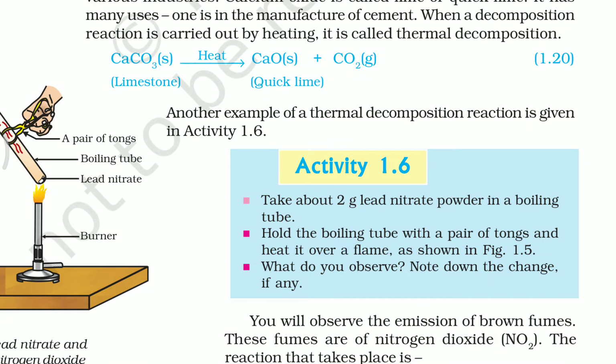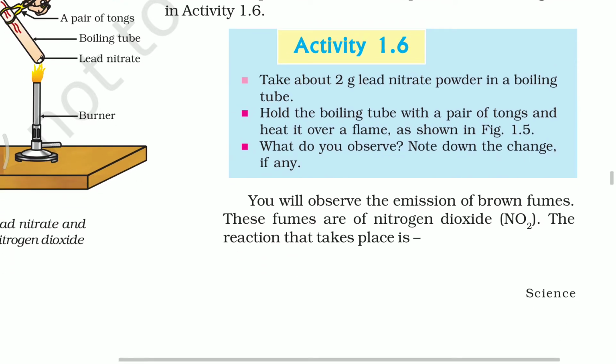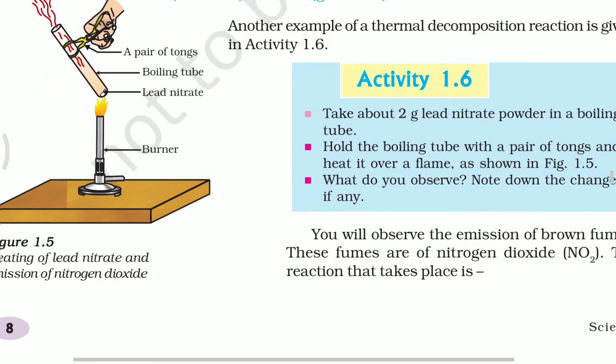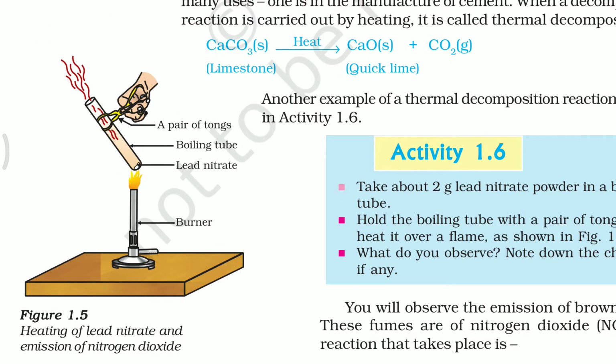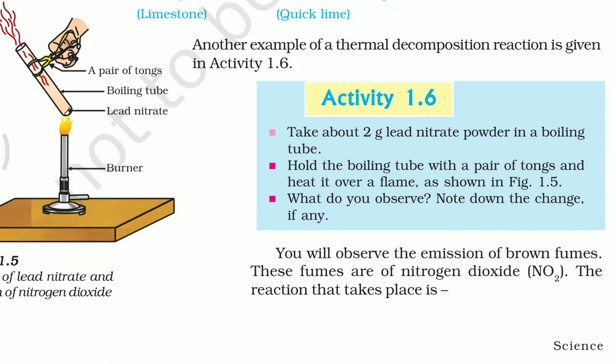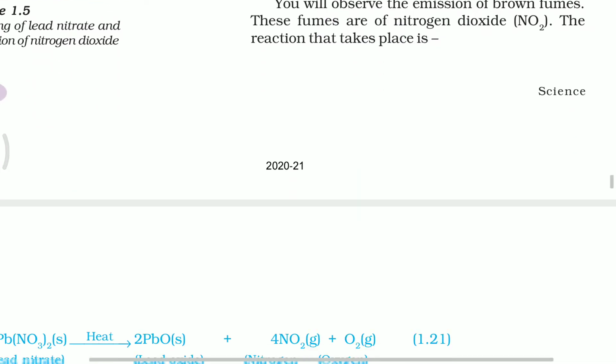Next, third activity, take 2 grams of lead nitrate powder in a boiling tube. Hold the boiling tube with a pair of tongs. Heat it over a flame. What do you observe? So brown color fumes of nitrogen dioxide are formed or observed in this reaction. So when you heat lead nitrate, what is formed? Brown color fumes of nitrogen dioxide are formed.